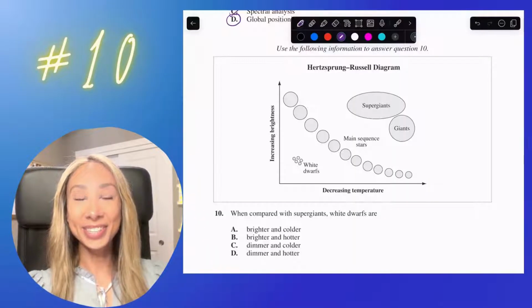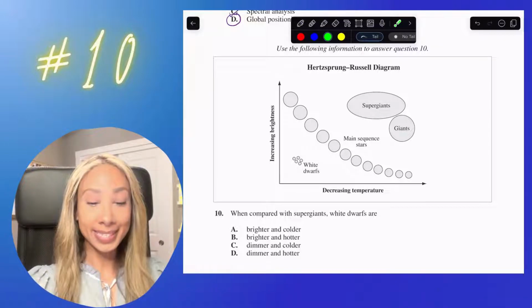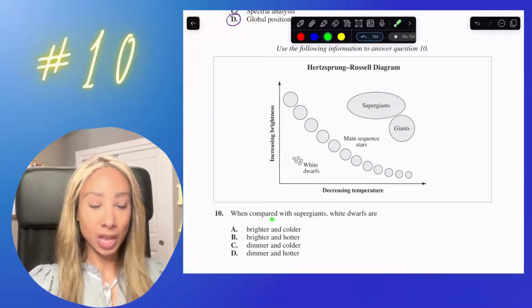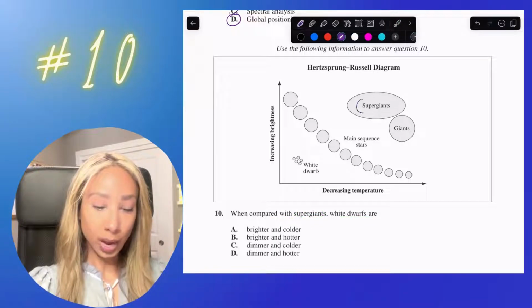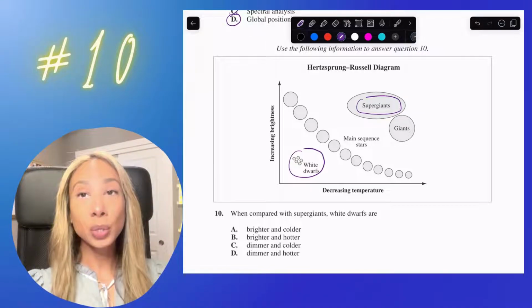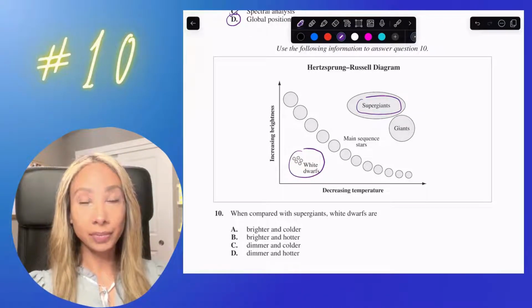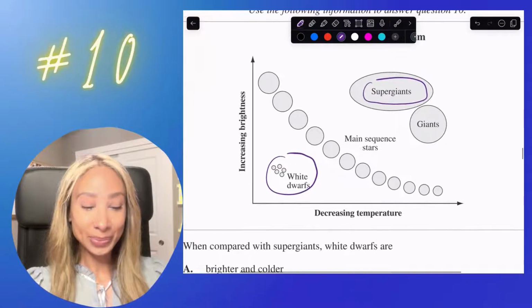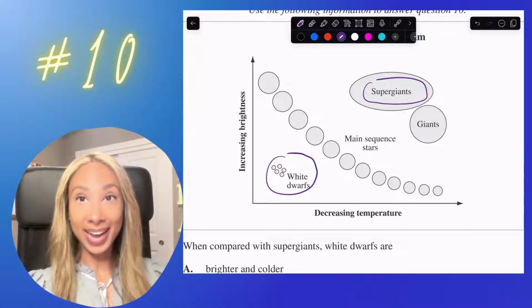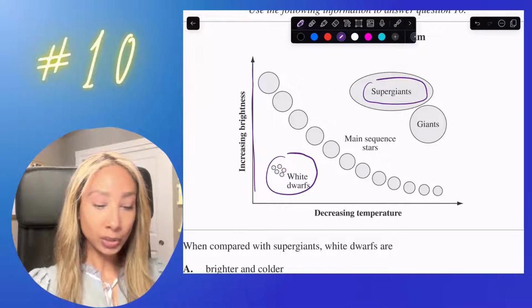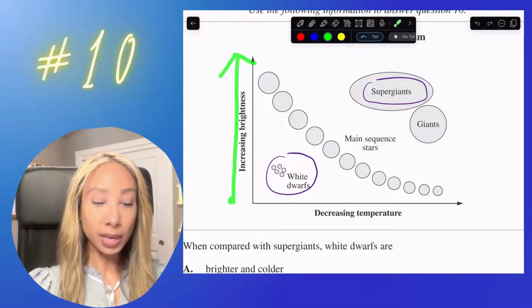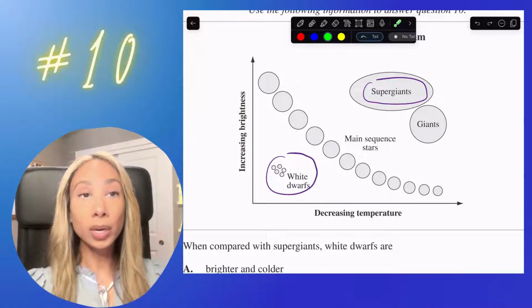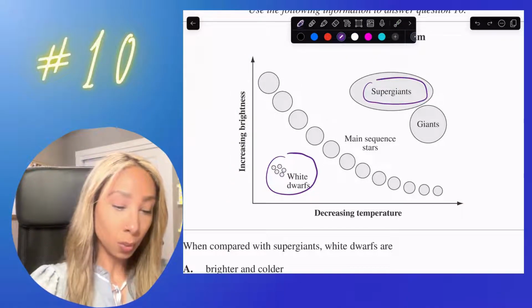Okay, number 10 here. So we've got our diagram here and we're going to need it to help answer some of the questions. So what we want to do is compare the supergiants with the white dwarfs. So our supergiants are right here and our white dwarfs are hanging out here. So what we need to do here is be really careful on how we read this diagram. So on the y-axis, that's the one that's nice and tall, we are looking at increasing brightness, okay? So as we move more towards the top, we're going to get something that's bright.